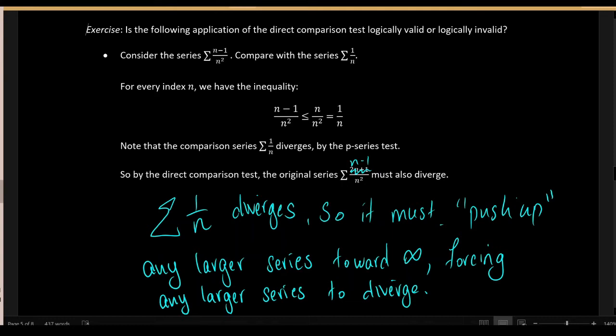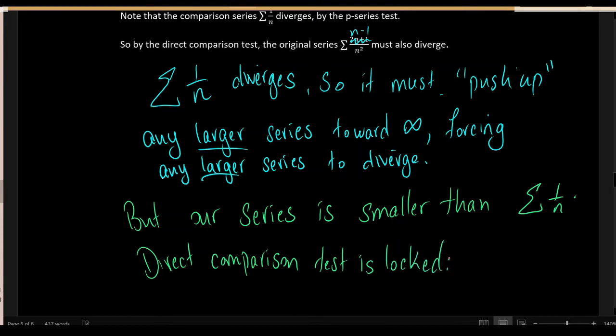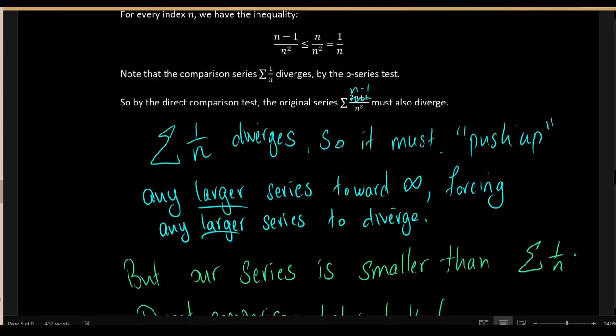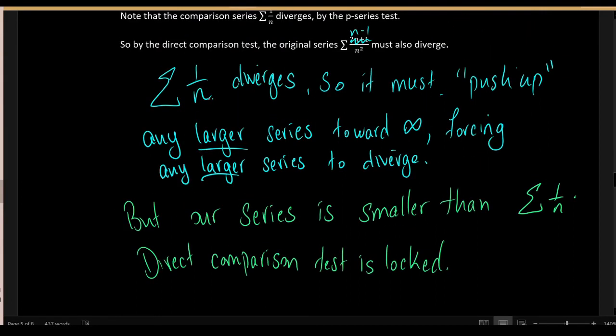However, the series in our problem is not larger than the harmonic series. The series in our problem is smaller than the harmonic series. Because our series is smaller than the harmonic series, the direct comparison test is locked, because the hypotheses of the direct comparison test are not satisfied. What's logically invalid is that the inequality went in the wrong direction for comparison with a harmonic series.